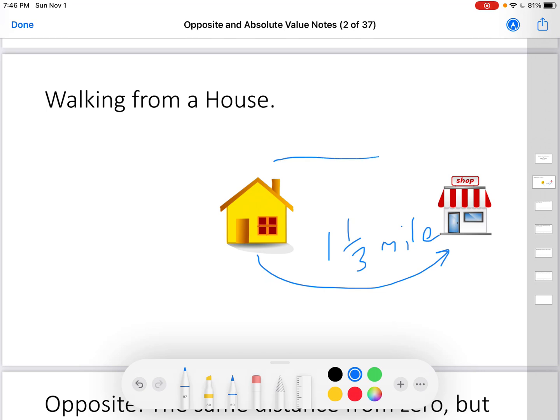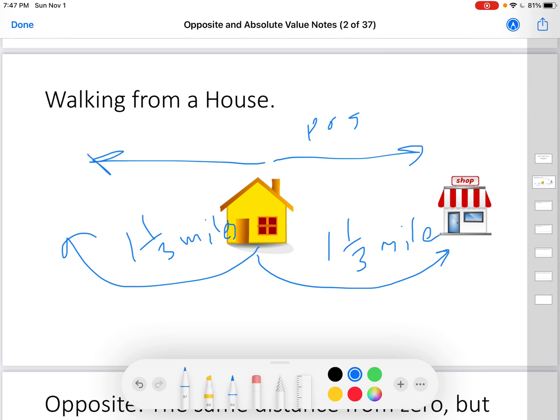All right, if I go in this direction towards the shop, that's good. That would be positive. Let's say I walk in this direction away from the shop. I still go 1 1/3 miles, but am I going the right way? No. In this direction, it would be negative. So this would be positive 1 1/3 miles. This would be negative 1 1/3 miles. They have the same amount, but one goes in the right direction and one goes in the wrong direction. These are called opposites.